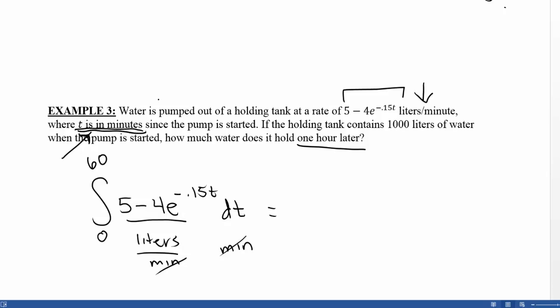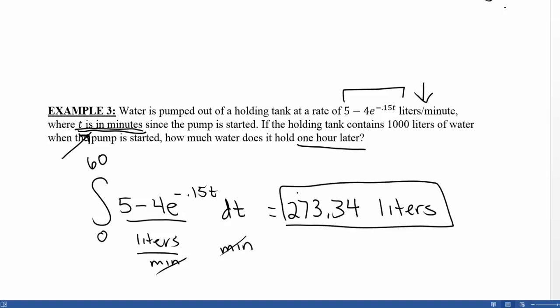So now I have this integral, and if I plug it all into my calculator, I'm going to get 273.34. And I said before that it's liters per minute times minutes, so this is going to be 273.34 liters.